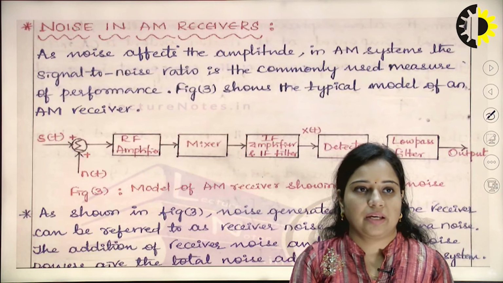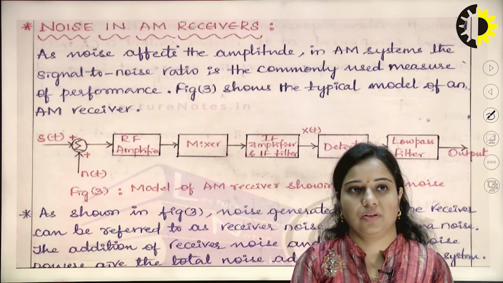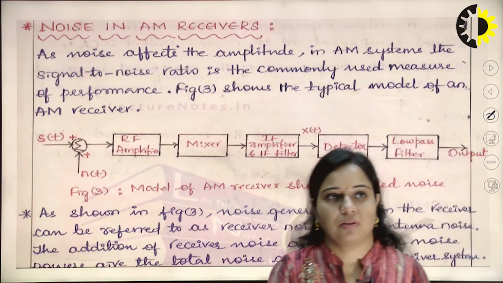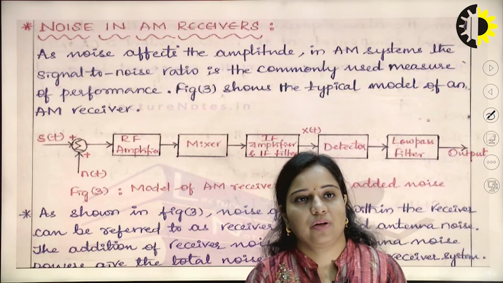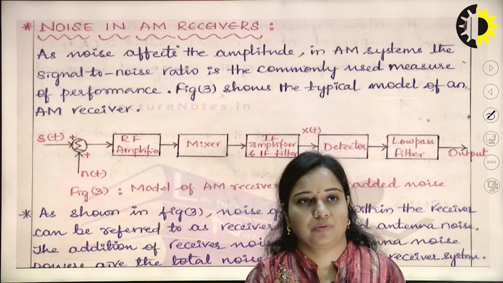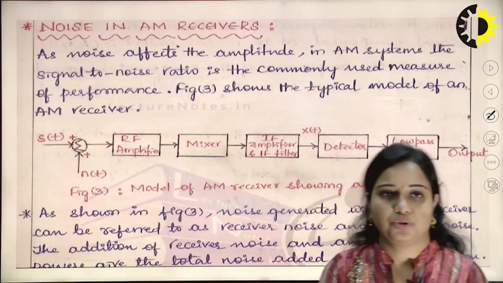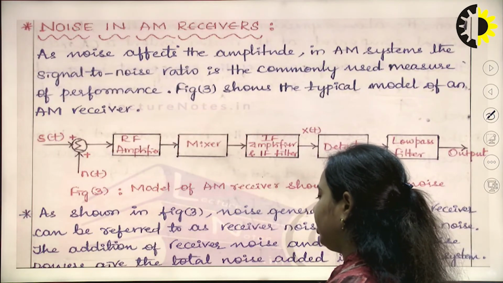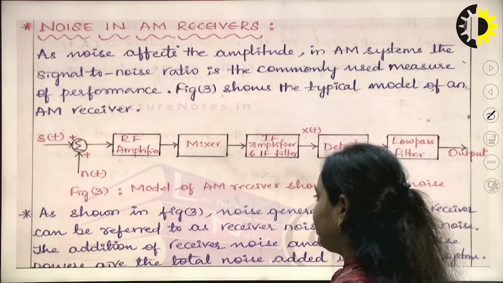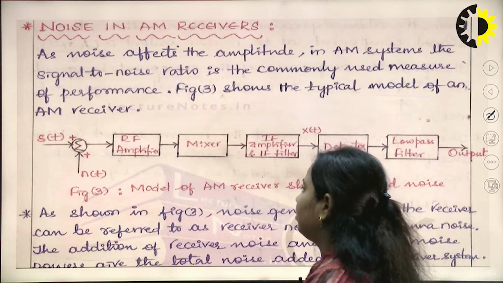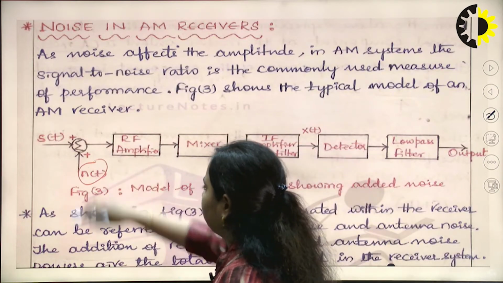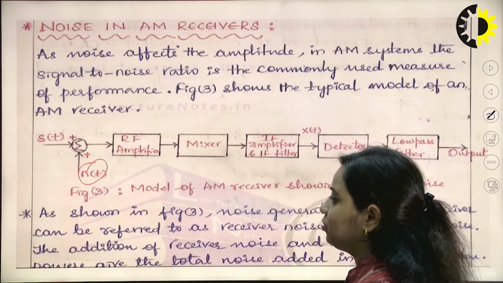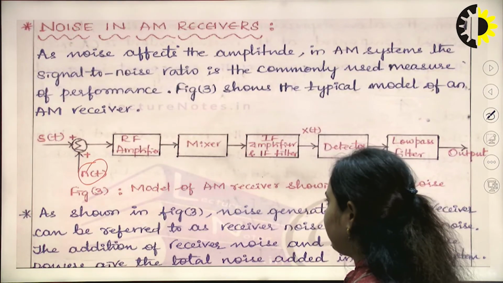In this case we are going to consider a receiver model of AM. As noise affects the amplitude in an AM system, the signal to noise ratio is the commonly used measure of performance. Figure three is showing the receiver model of AM, where s(t) is the amplitude modulated signal. It is added with the noise, that is AWGN noise, then it is passed through the RF amplifier and mixer.